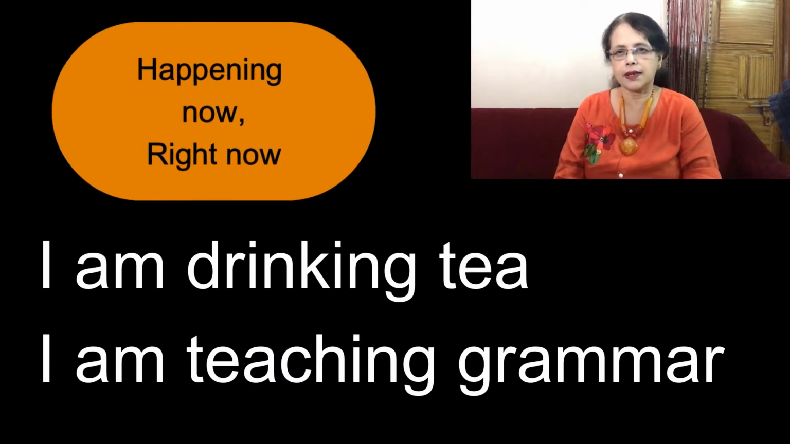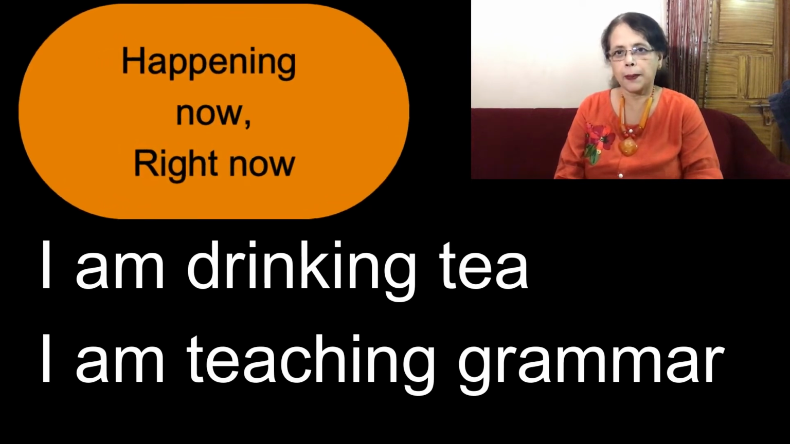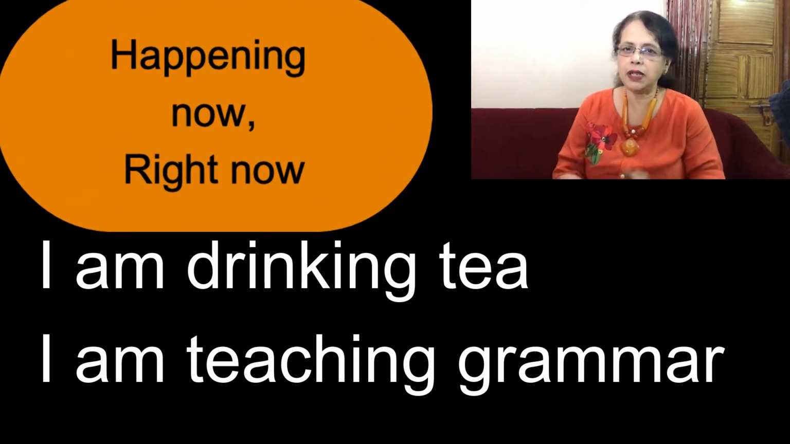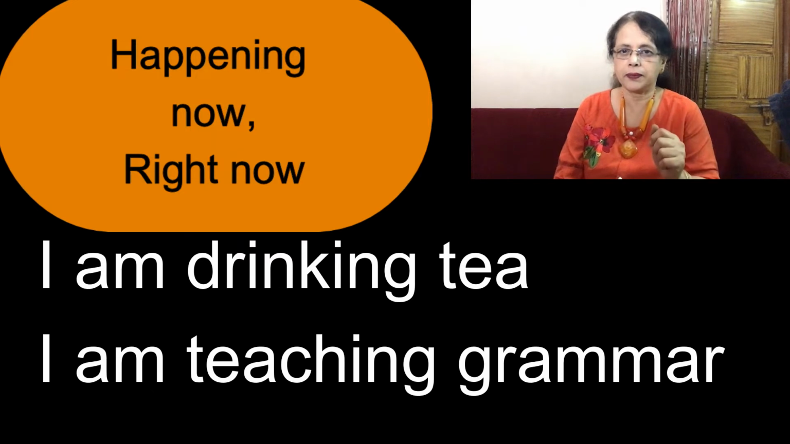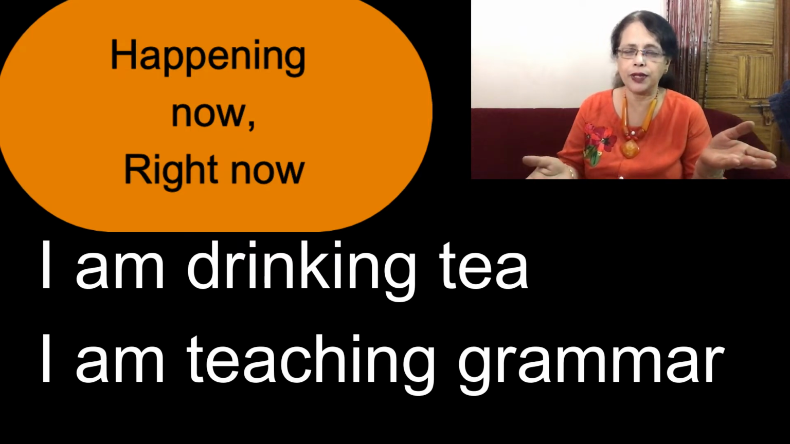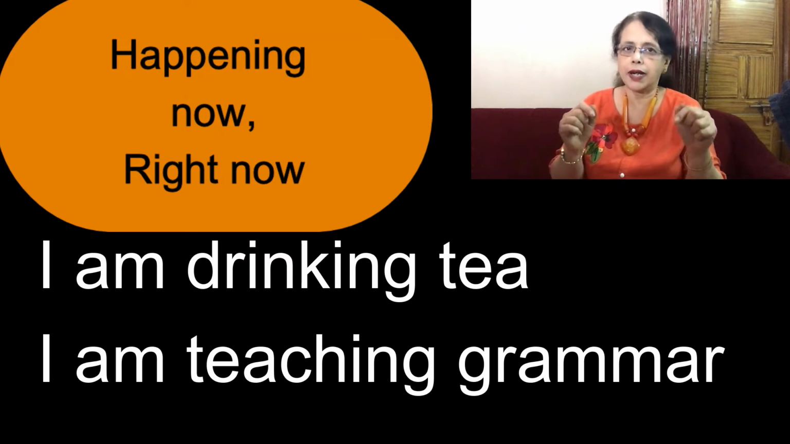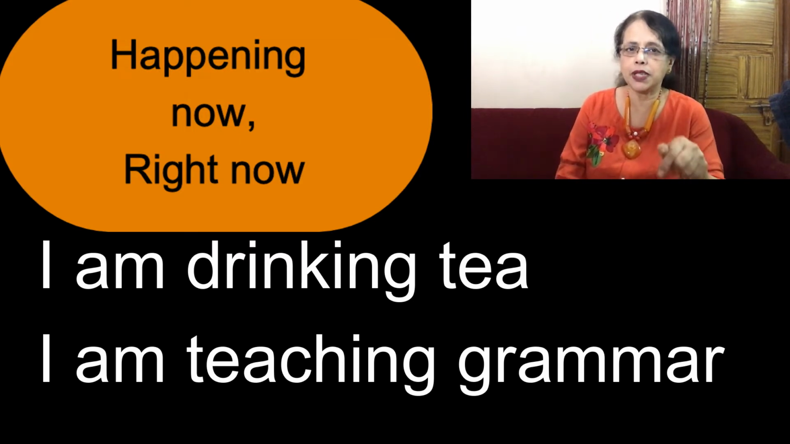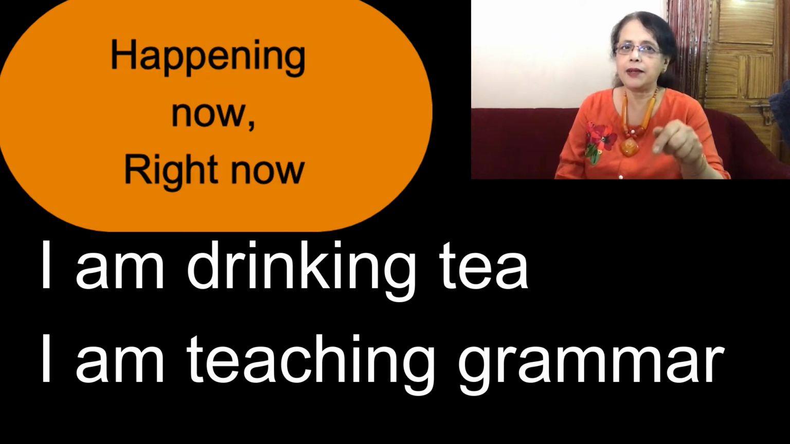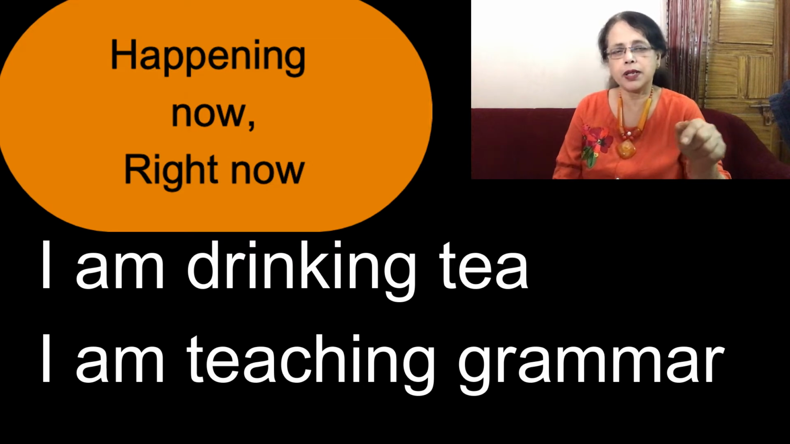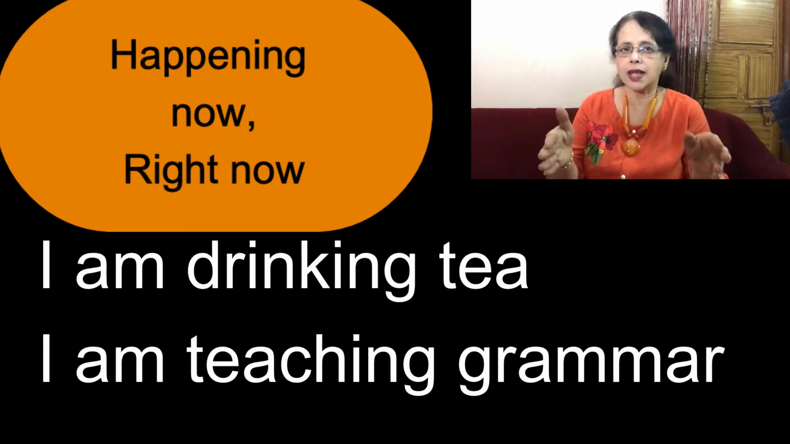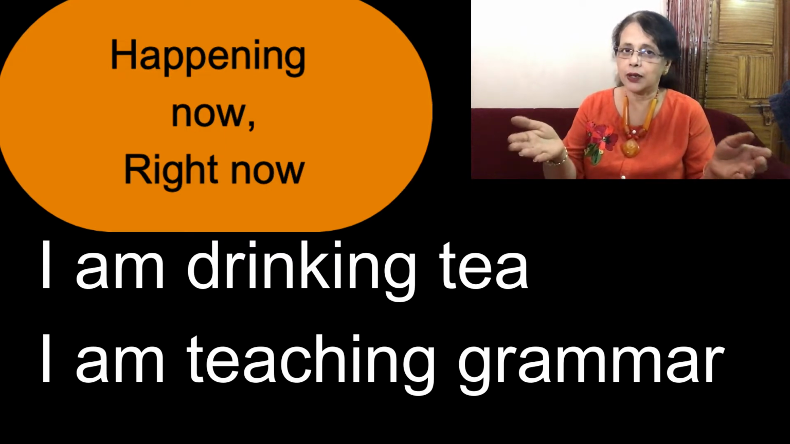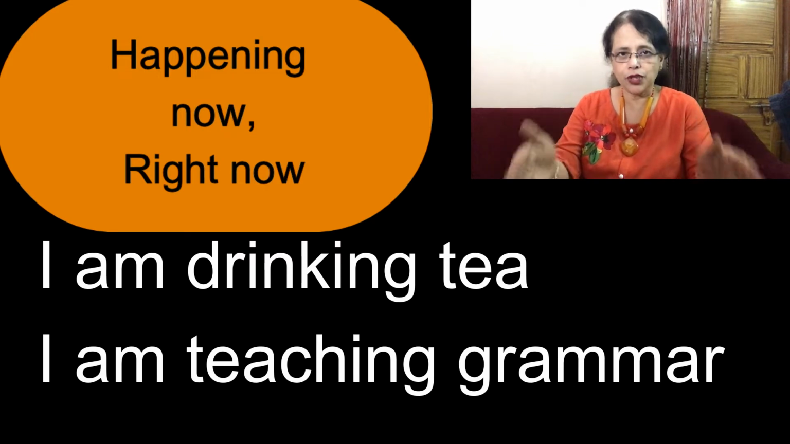Now look at these two sentences. I'm drinking tea. What does it mean? It means that at present, at this moment, right now, I'm drinking tea. Later in the evening, I might drink coffee or a cool drink, anything. But at this moment, at this point of time, I am drinking tea. I am teaching grammar. I am teaching present continuous tense. So, this sentence is in present continuous tense because I'm talking about an action, that is the action of teaching, that is the action of drinking tea, which is happening right now at this moment, just now.